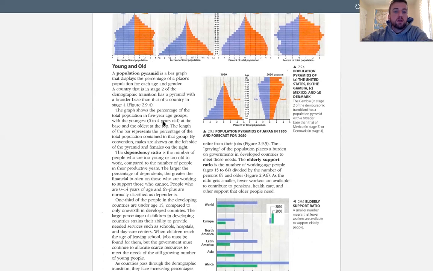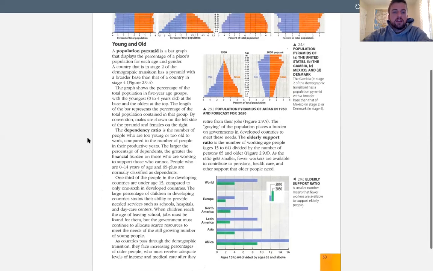Back to the stuff over here on the left, the graph shows the percentage of the total population in 5-year age groups, with the youngest, 0 to 4, at the base and the oldest at the top. The length of the bar represents the percentage of the total population contained in that group. By convention, males are shown on the left side of the pyramid and females on the right.